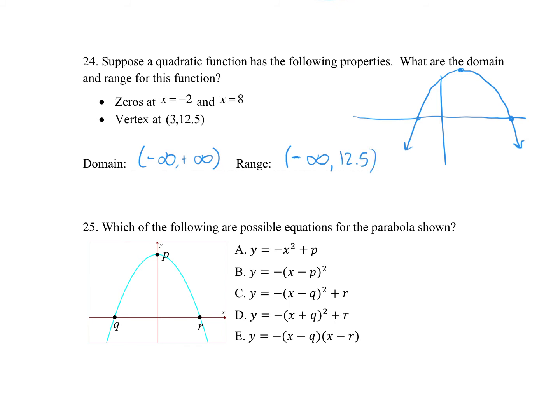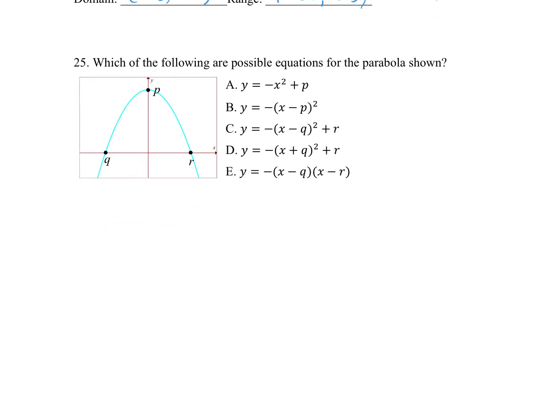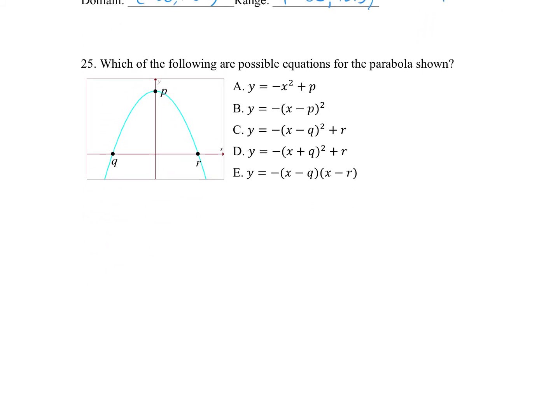Okay, so moving on to question 25, which of the following are possible equations for the parabola shown? The first thing that I see here is that all of these equations have negatives, and we know that our parabola is upside down, and having a negative in front of the x squared is going to mean an upside down parabola. So we don't have any that are going to end up being right side up parabola equations. So that part is good.